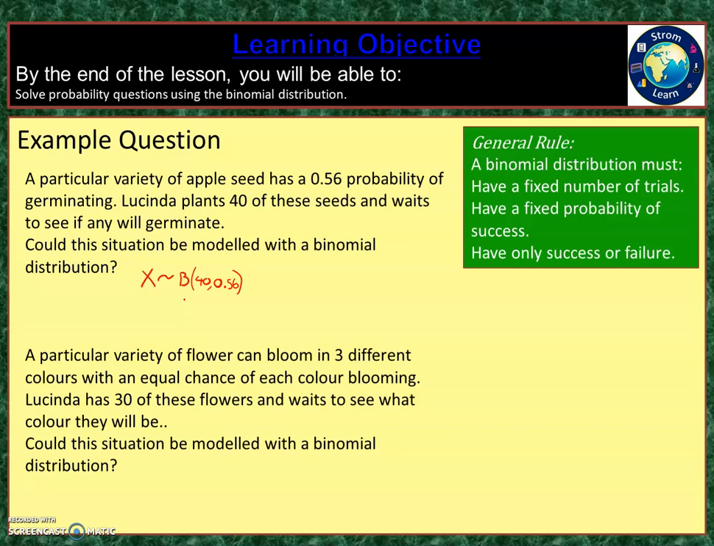Those rules just came up on the screen there that I mentioned earlier about the conditions that have to be true for a binomial distribution.